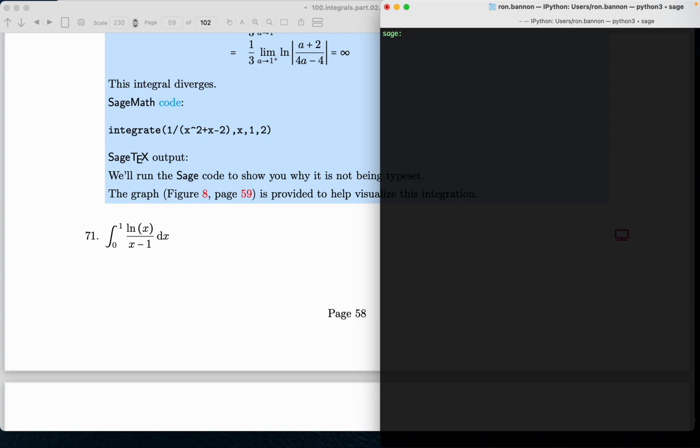We're testing out Sage. Let's take a look. Integrate. What are we integrating? The natural log. Again, in Sage, that's log. That's the natural log of x.